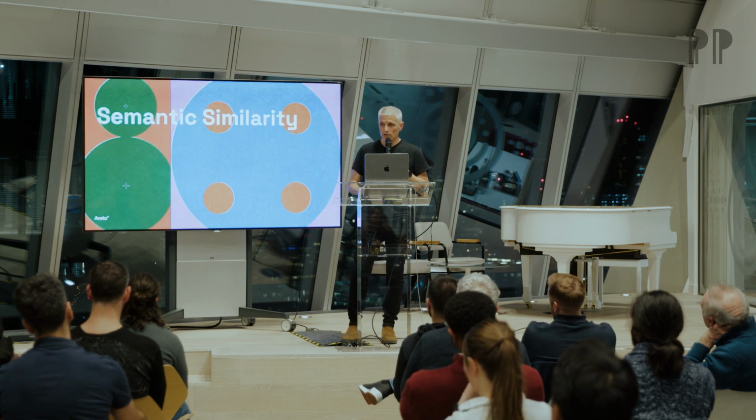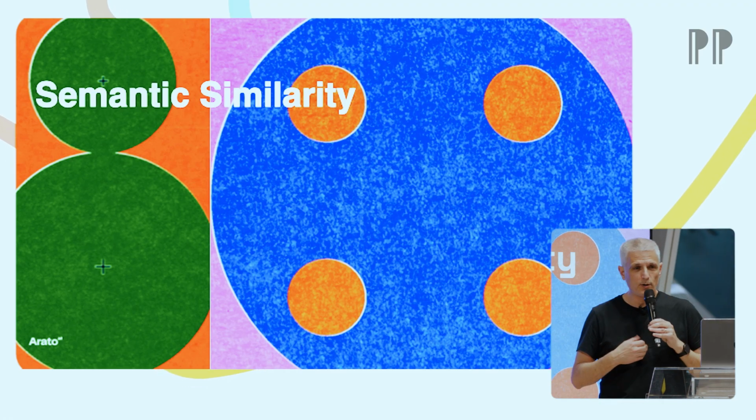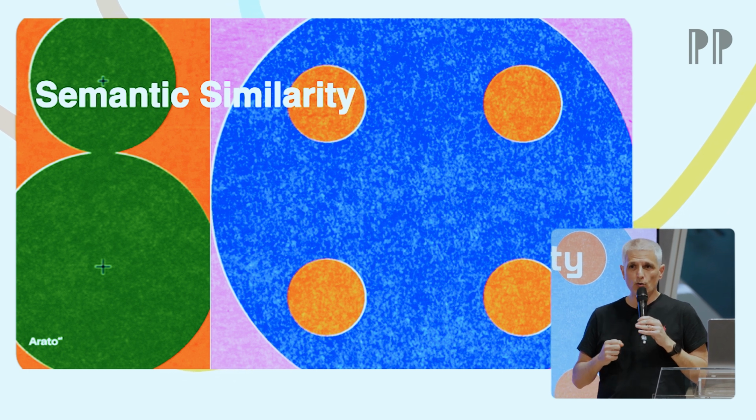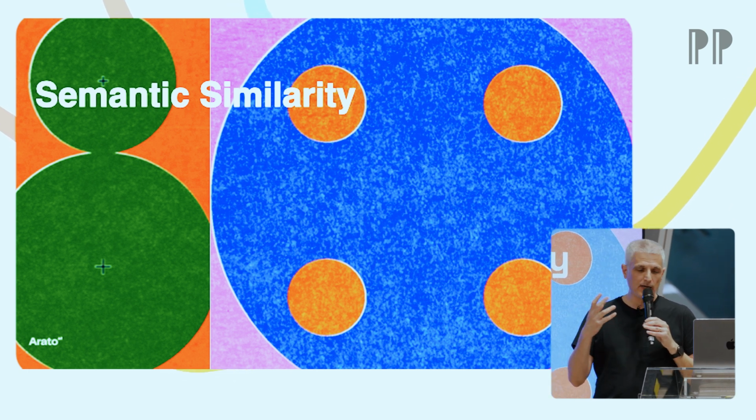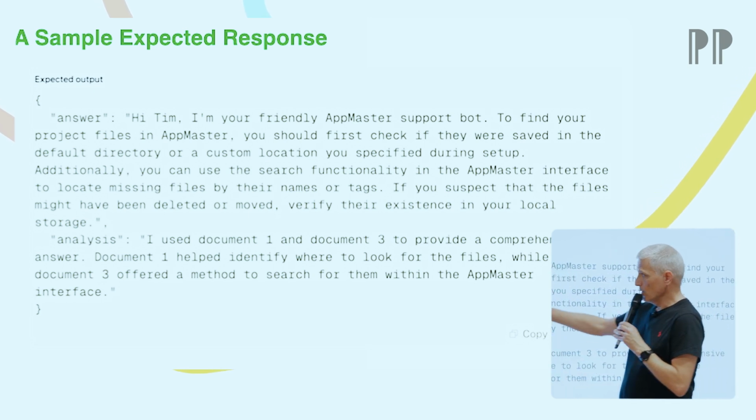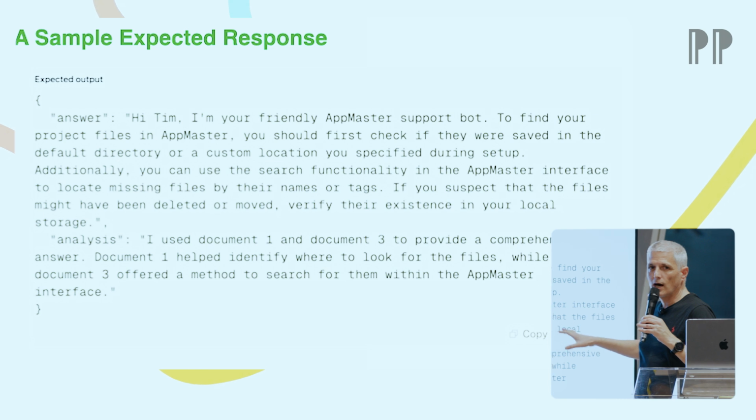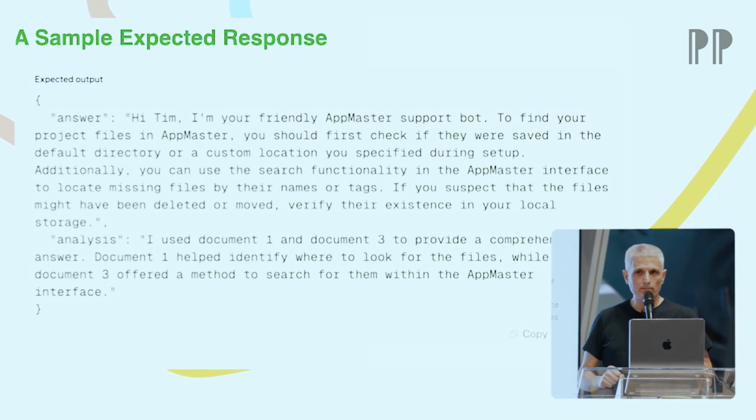So let's see the concrete examples that we're going to use. The first one, semantic similarity. Our product person was kind enough to show us a few examples of expected output. So here's an example. You don't need to read through it. What we need to understand is that it represents the JSON schema that we expect with two keys, an answer and analysis, and an example on how we expect responses to come back.